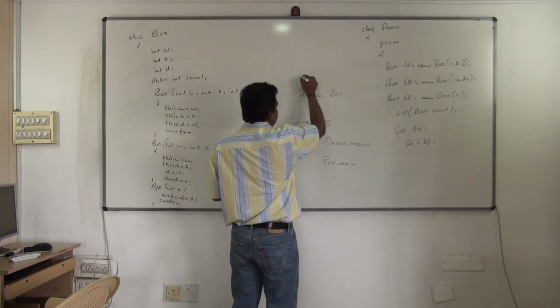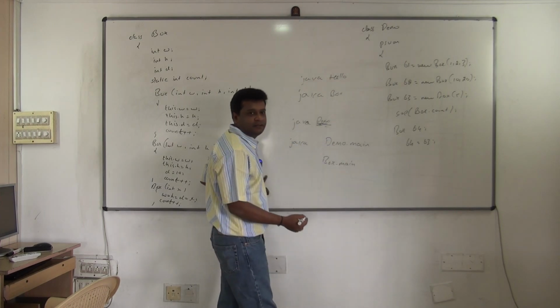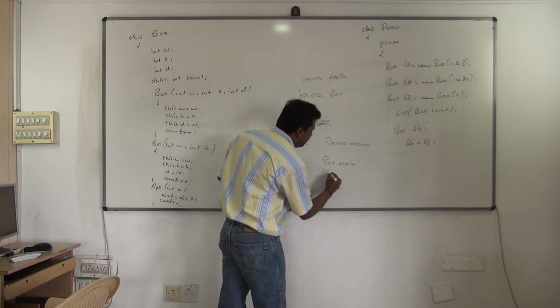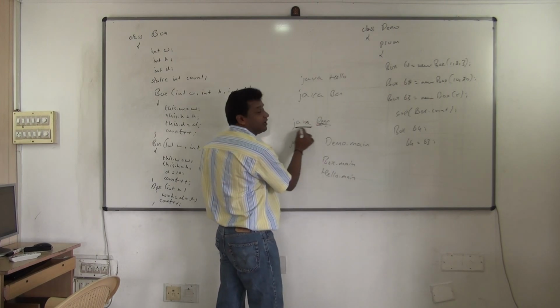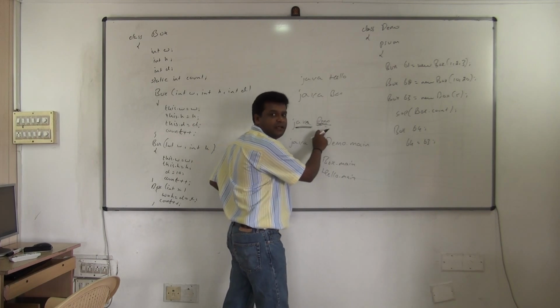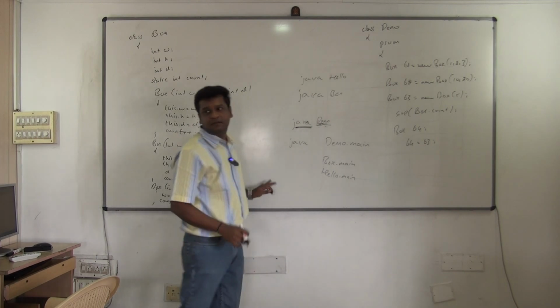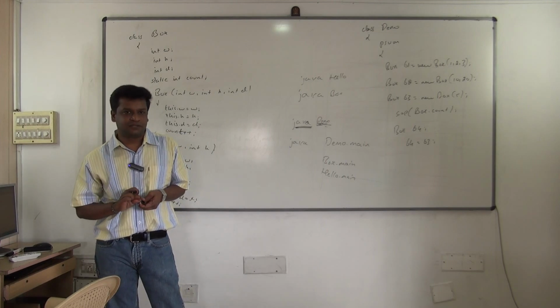Java Hello, so it will take the same name, and what will it call in that class? Hello.main. So whatever argument you give to the java command, meaning the class name, it will take that name with main and try to invoke it. So this is the execution process.